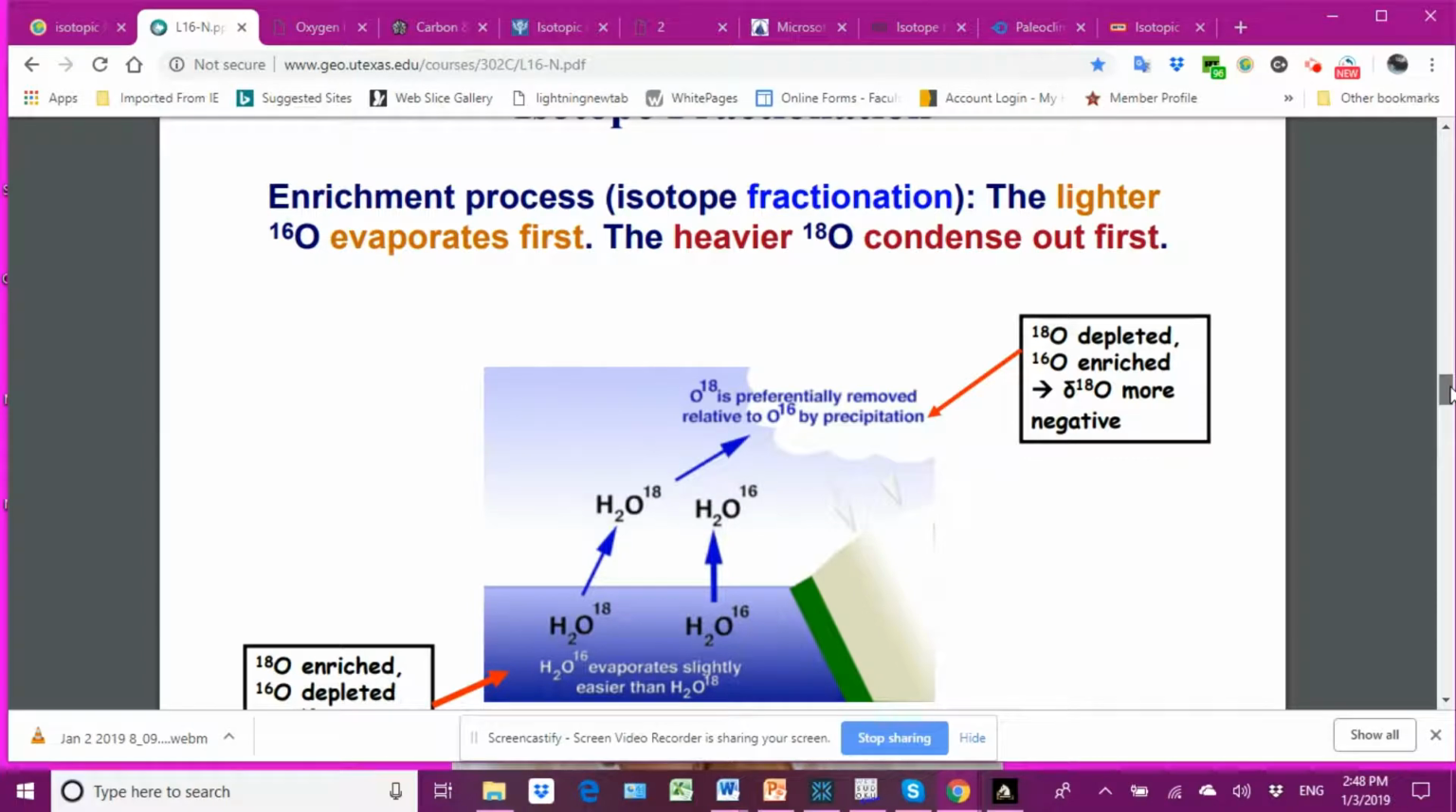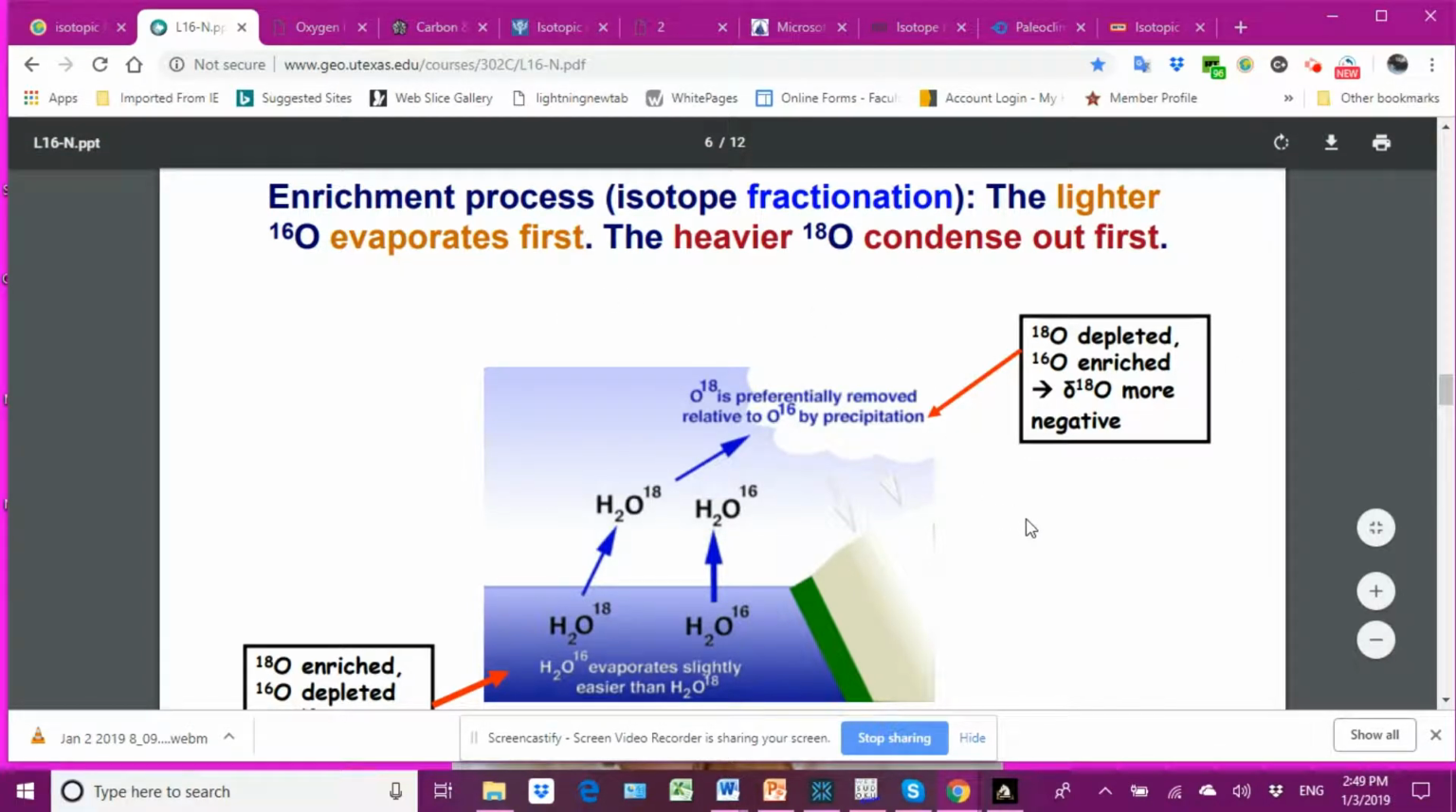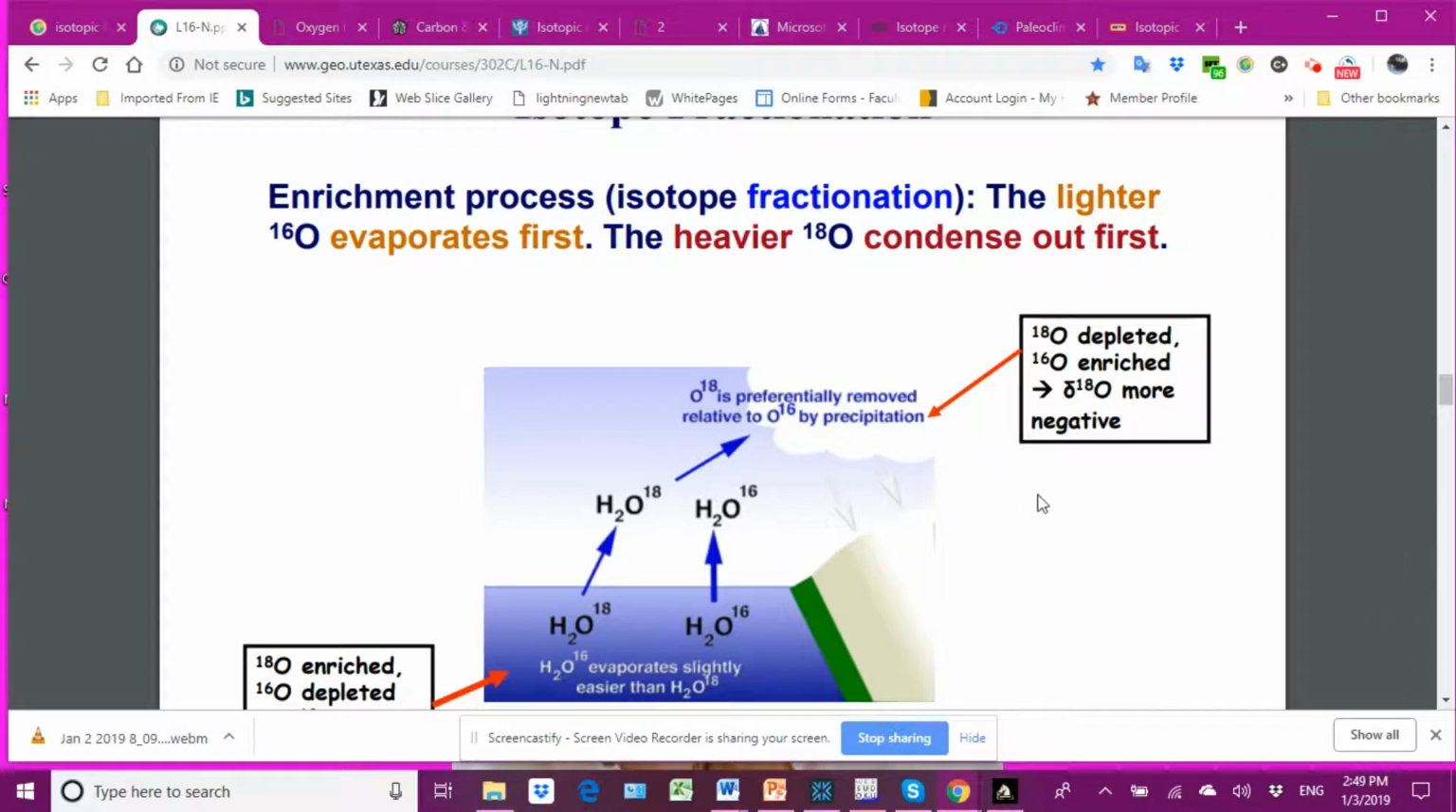But more of the 16 will be present in the atmosphere, usually as part of water molecules, so atmospheric water vapor. So oxygen 18 is preferentially removed by precipitation, relative to oxygen 16, remember, everything is relative. Hence, the 18 is depleted, the 16 is enriched. Del 18 becomes more negative because it's depleted, relative to 16.